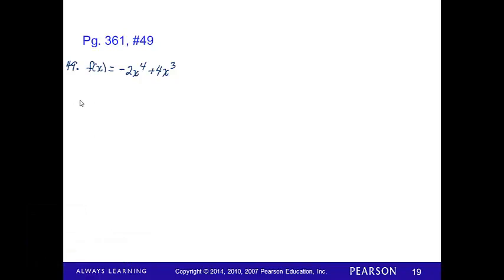Part A says use the leading coefficient test to determine the graph's end behavior. So, first thing we see is that our leading coefficient is equal to negative 2, and the degree is equal to 4. So your degree is even, and your leading coefficient is negative. So your graph falls to the left as well as falls to the right.